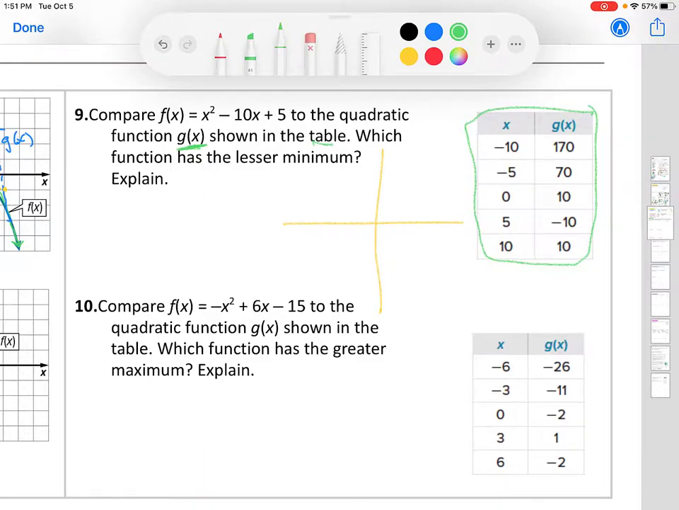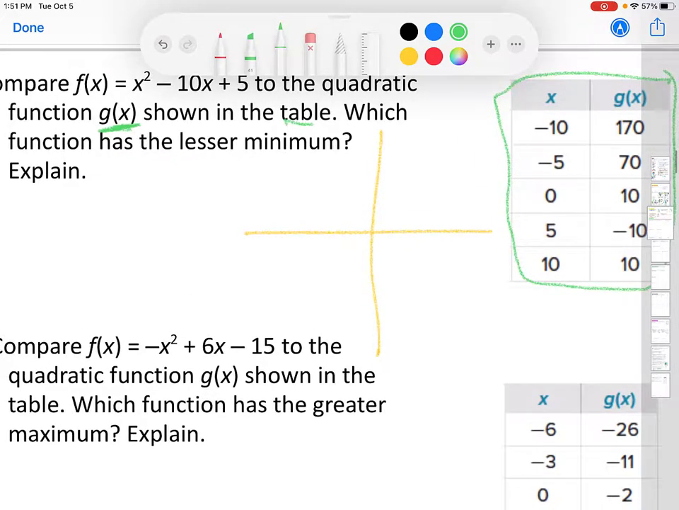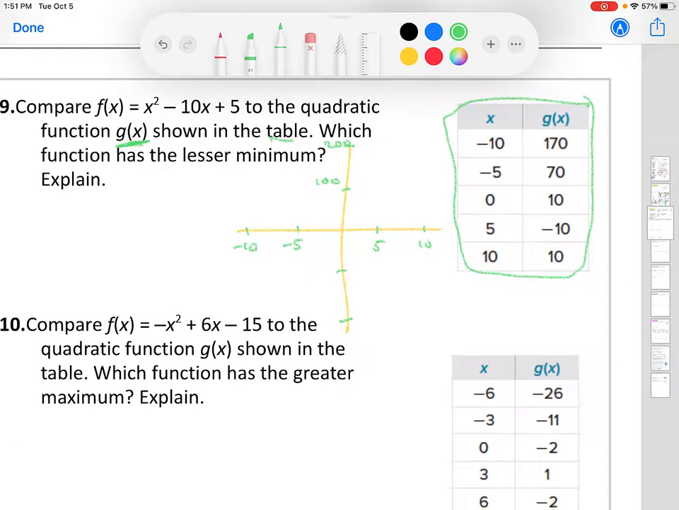So you can just graph this, okay? Let's do something like this. I'm going to do 5, 10, because I see it's counting by 5s. And then I'm going to do something crazy like the maximum I see is like 200. So this is like 200, this is 100. So -10, 170, something like this. That, 0, 10, right there. 5, -10, so something like that, and then comes back up to 10, 10.